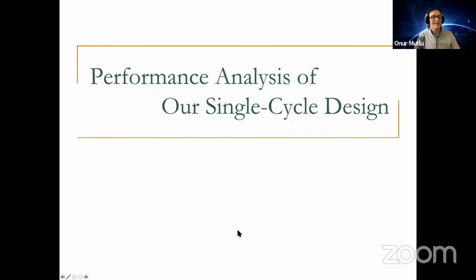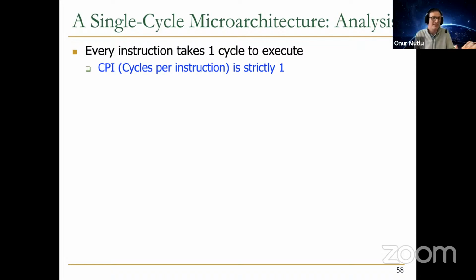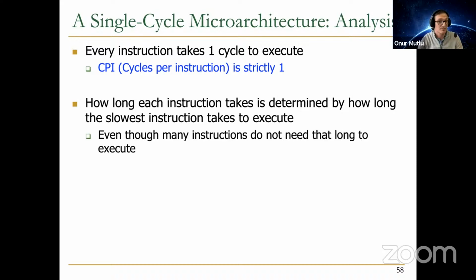Okay, so let's take a look at the performance analysis of our single cycle design with this in mind. Every instruction takes 1 cycle to execute. This is given. CPI is equal to 1, strictly 1. That's what we said when we designed it. Then how long each instruction takes is determined by how long the slowest instruction takes to execute. Remember, we added datapath elements to execute many, many instructions. Now we're going to figure out which one is the slowest instruction to execute, even though many instructions do not need that long. In fact, we will see that many instructions don't take very long to execute, but some instructions take very long, and some meaning loads.